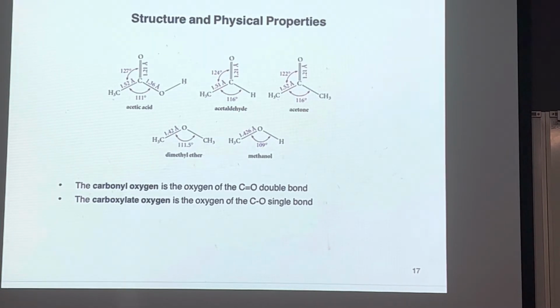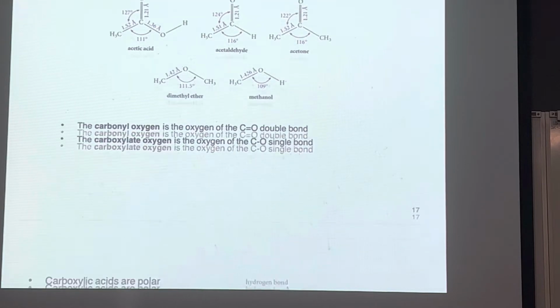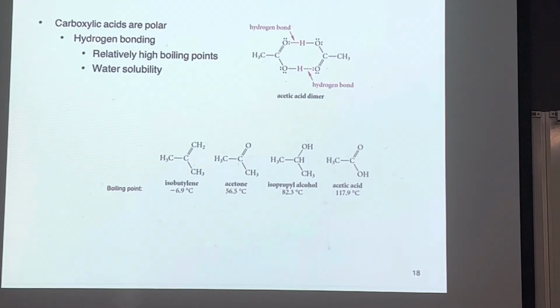Okay, folks? All right. So moving on to the next slide. Our carboxylic acids are polar because they have the oxygen in them. Is that okay with everybody?